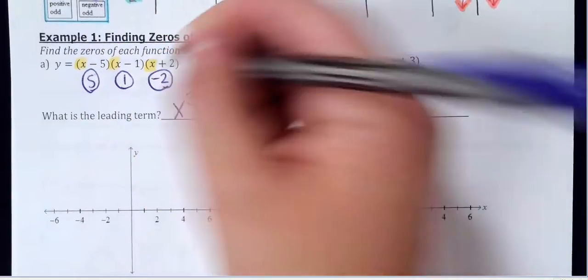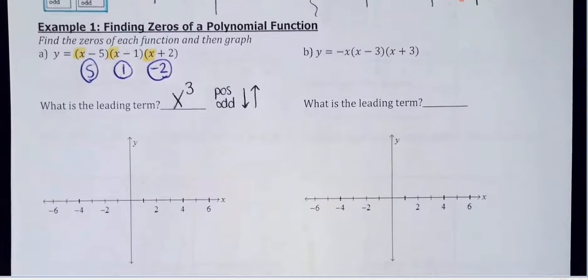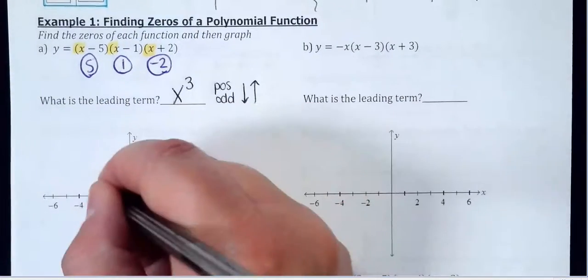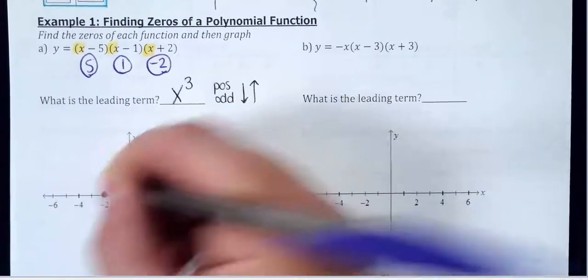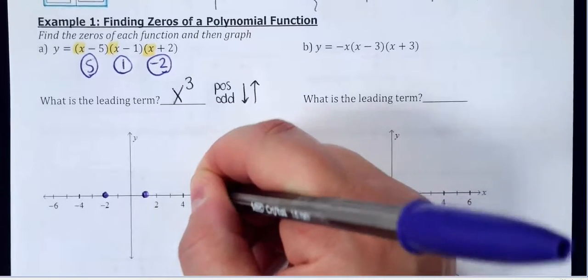Okay, here's all you're going to do. Just come down to your graph, and these are just going to be a sketch. They're not going to be perfect or anything like that. I'm just looking for, do you have the correct zeros? Do you have the correct end behavior? So I'm going to put a dot. All these are on the x-axis because these are the zeros. These are x values. So -2, 1, and 5.